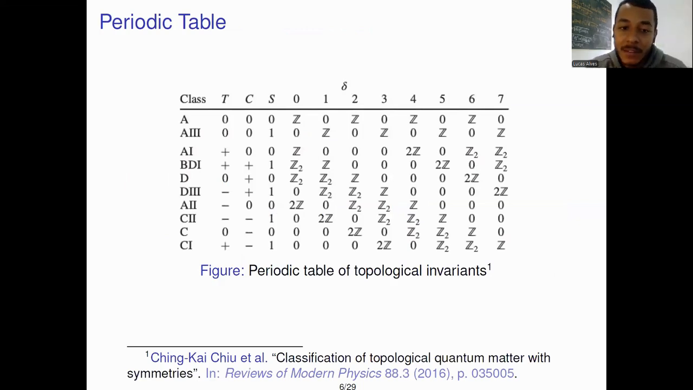And depending on which of those symmetries our system possesses, we can infer if it's going to have a non-trivial topology, which means a non-zero invariant. And all this can be organized in a periodic table.